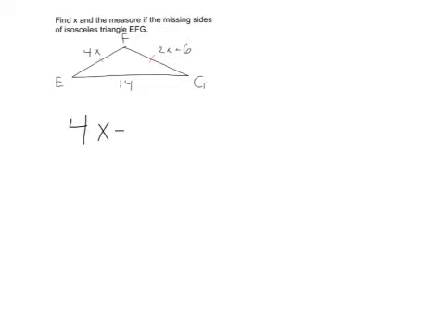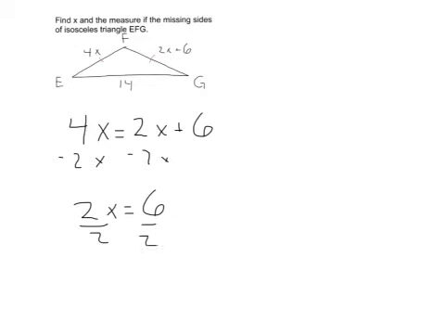So that'll give me 4x is equal to 2x plus 6. Let's subtract 2x from both sides. That'll give us 2x equals 6. Divide both sides by 2, and we'll get x equals 3. Now if we have x equals 3, we need these missing sides here, EF and FG, so we can choose either one to plug our x value in. I'm going to go ahead and choose EF because that looks nice there with a 4x.